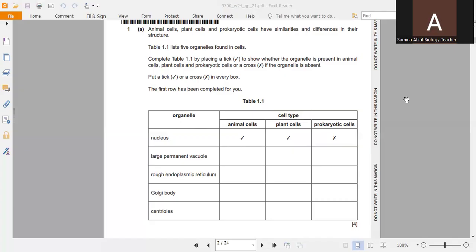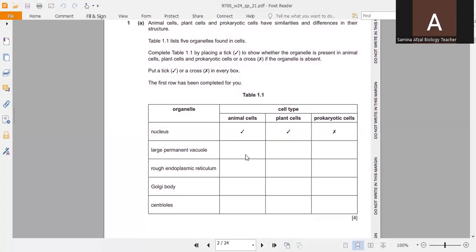So the second organelle is the large permanent vacuole. It is present in plant cells, not in animal cells, because in animal cells many small vacuoles are present, which are not permanent, but in plant cells a large permanent vacuole is present. Again, the vacuole is absent in prokaryotic cells.